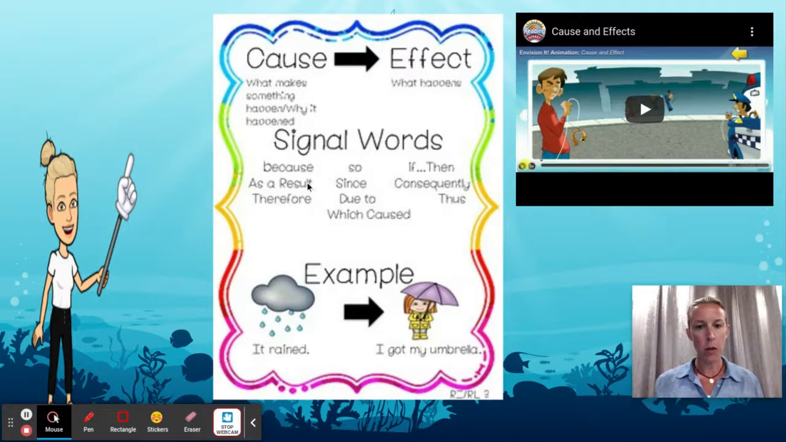Some words that you are going to listen for or try to use are because, as a result, therefore, so, since, due to, which caused, if, then, consequently, thus. And a quick example to use before we start is: it rained, so I got my umbrella. Or we could say, because it rained, I got my umbrella.